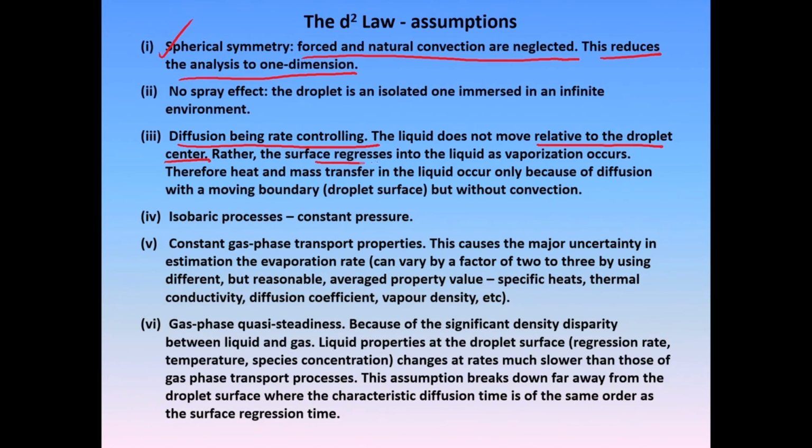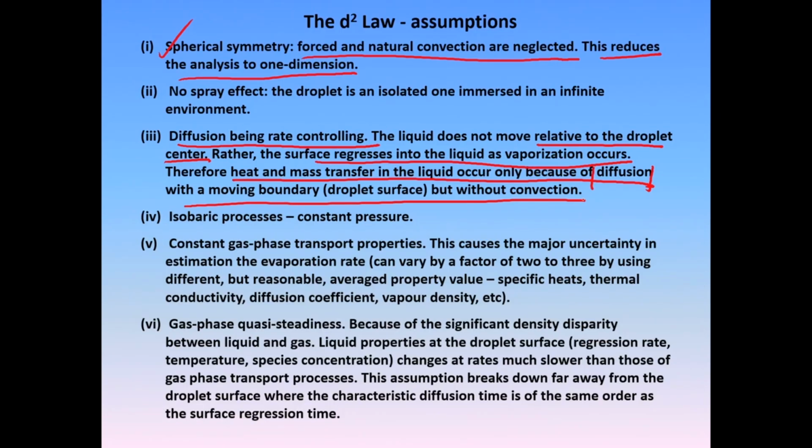The surface regresses into the liquid as evaporation happens, that means the surface slowly shrinks, right, that is common. A droplet should shrink. Therefore, heat and mass transfer in the liquid occurs only because of diffusion with a moving boundary, but not convection. So, there is no convection effect, it is basically a diffusion problem, there is no flow inside the droplet, outside the droplet. There is heat and mass transfer only due to diffusion with a moving boundary.